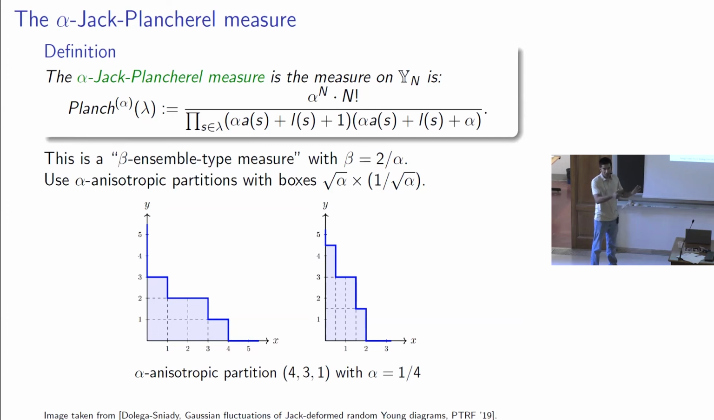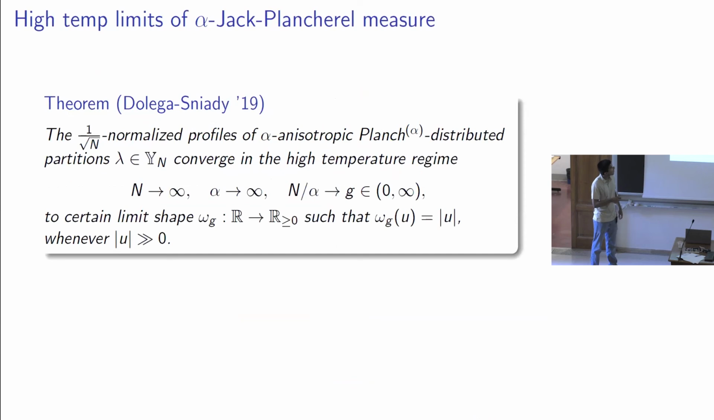You consider a large partition, and in this case you just rotate it 45 degrees, in the way that's shown here, so that the partition is on this wedge, and see what happens as n goes to infinity. So this theorem, due to Maciek Dołęga and Piotr Śniady, 2019, looks at this high temperature regime: n goes to infinity, alpha goes to infinity as well, and n divided by alpha goes to g. G is some fixed number between 0 and infinity. I'm just calling it g so that you don't confuse it with gamma.